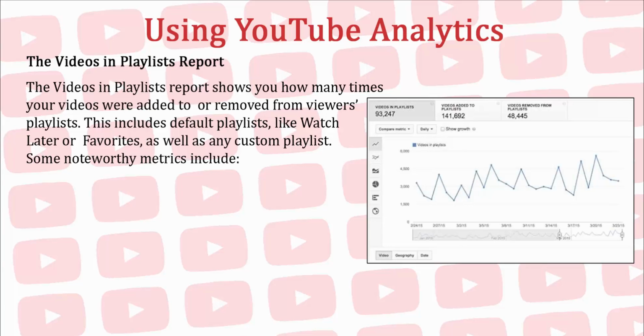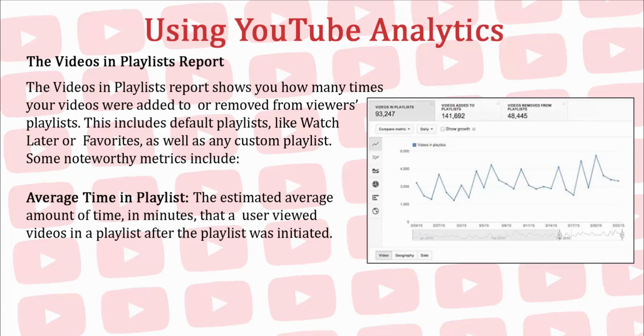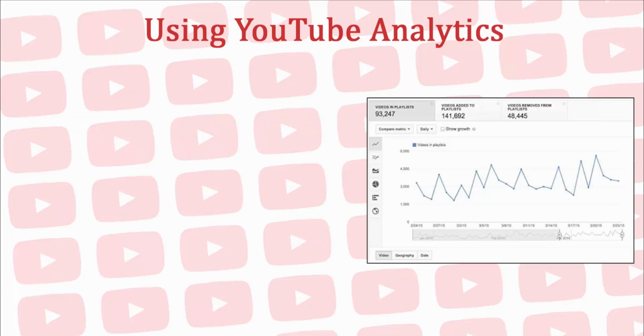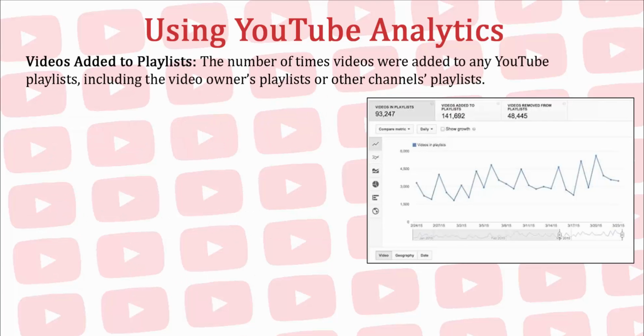Some important metrics to look for in this kind of report is the average time the user has spent on the playlist viewing your videos. It also talks about the playlist starts, which is the number of times the viewers initiated the playing of the playlist which contains your videos. The other important metric is videos added to the playlist. This metric explains the number of times videos were added to any YouTube playlist, including the video owner's playlist or another channel's playlist.